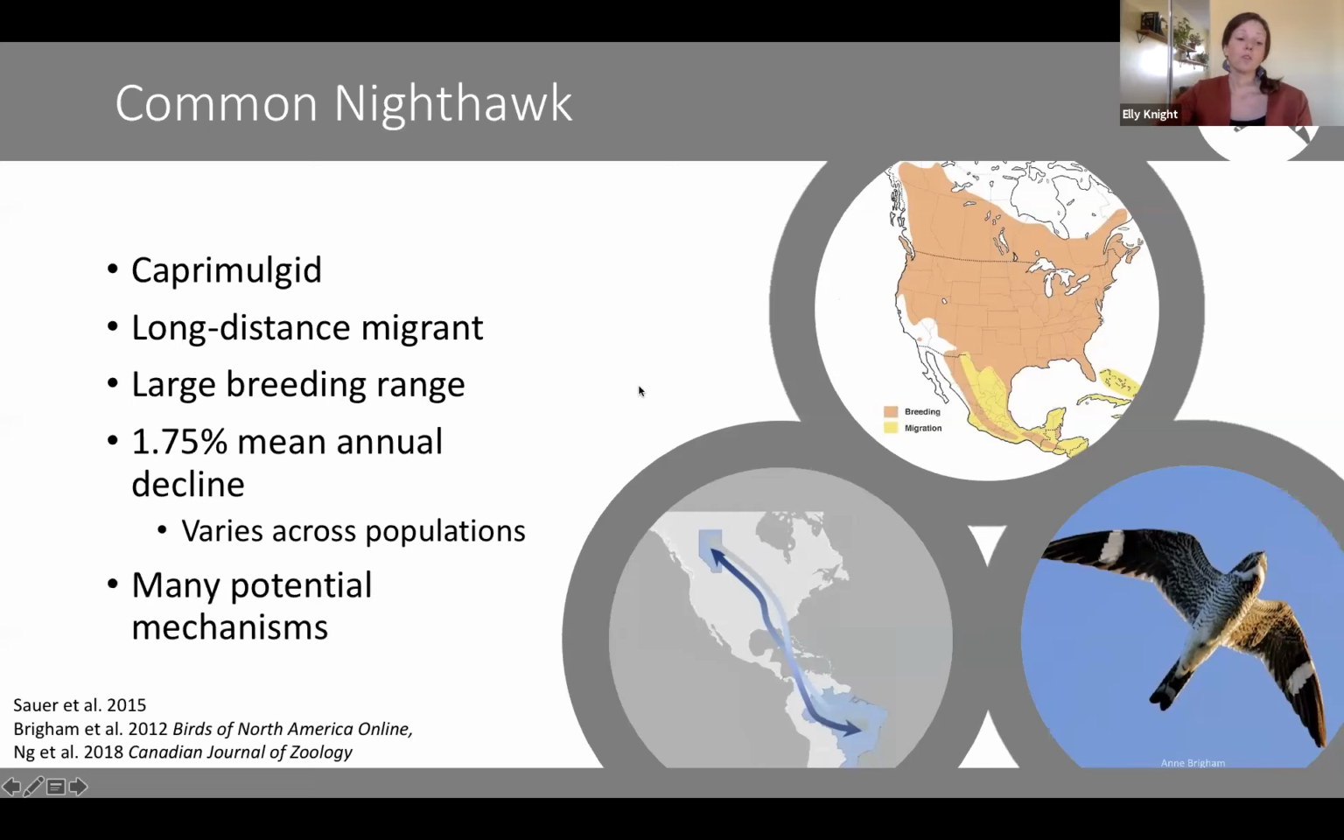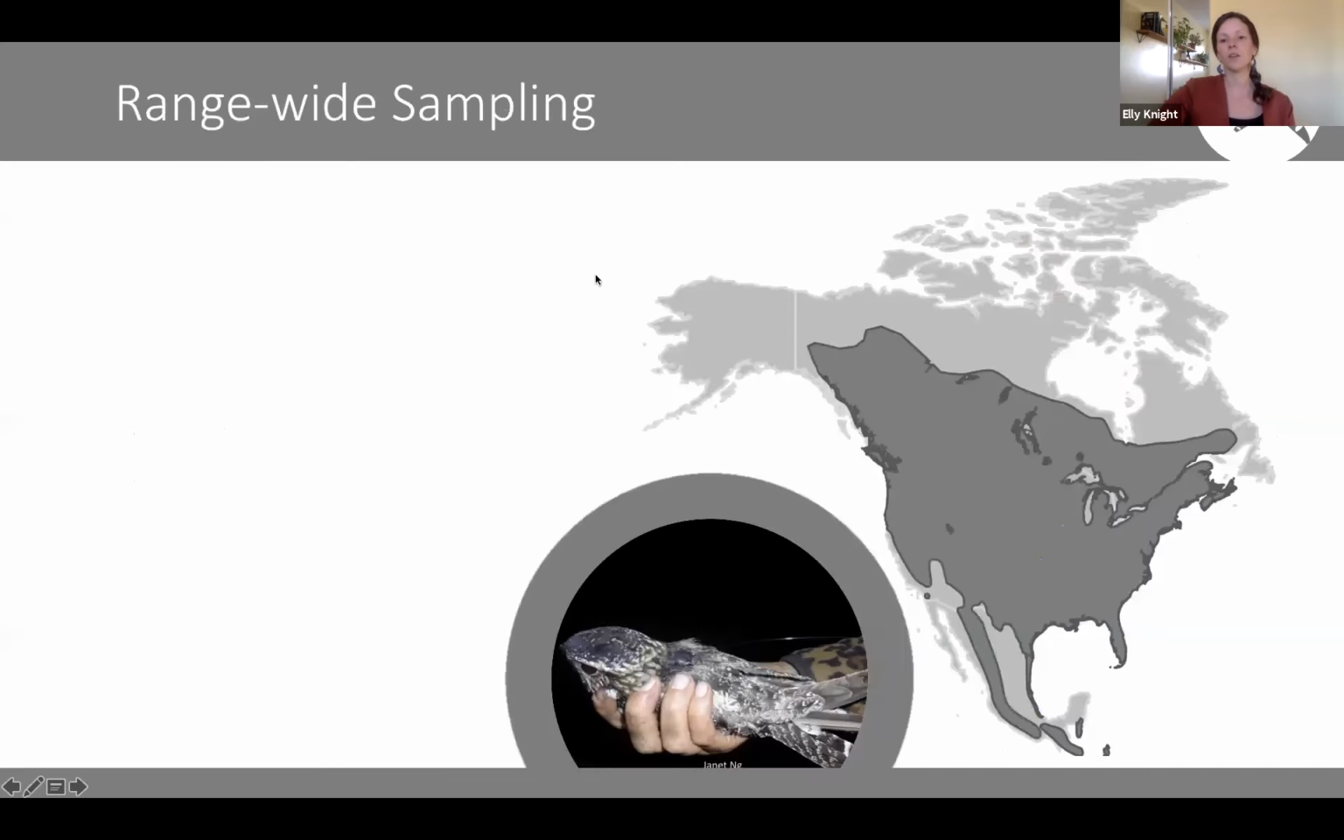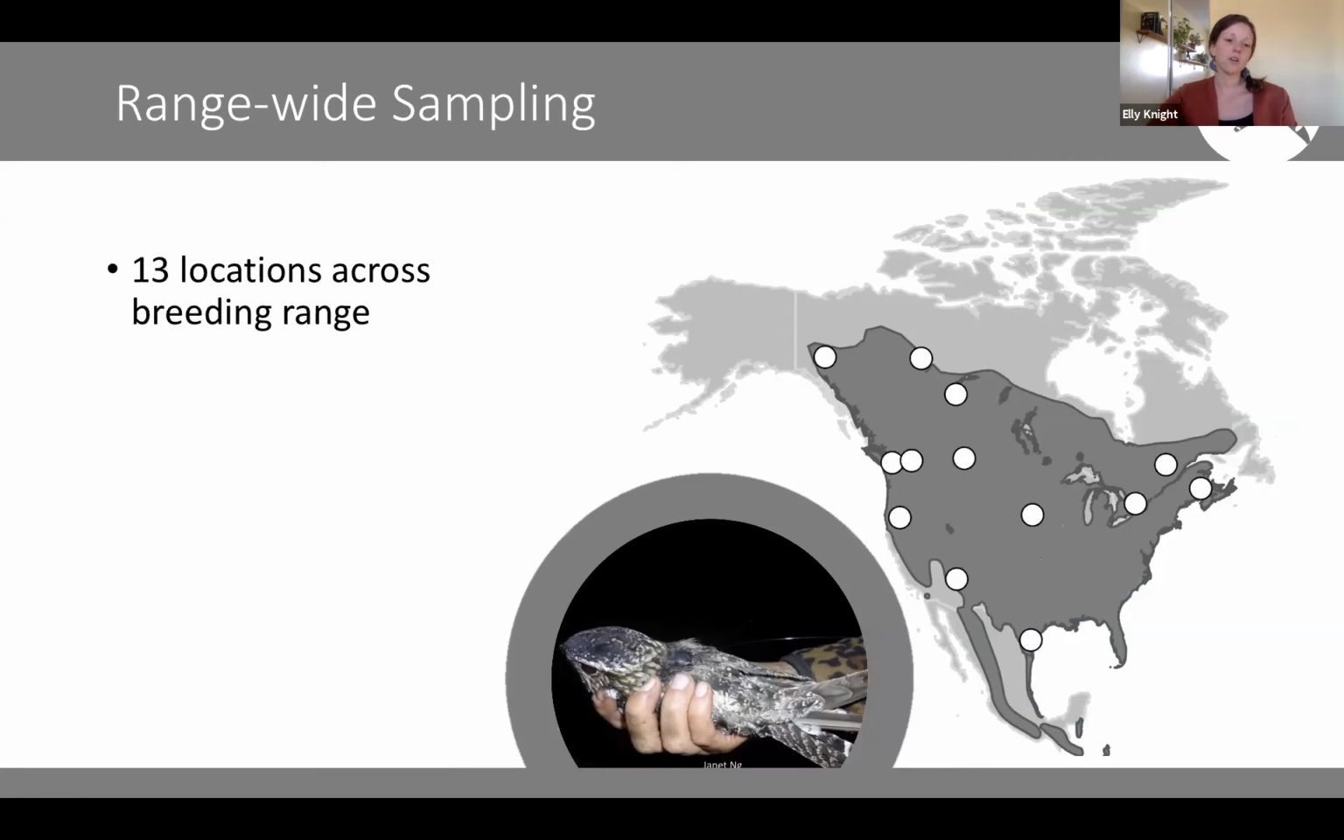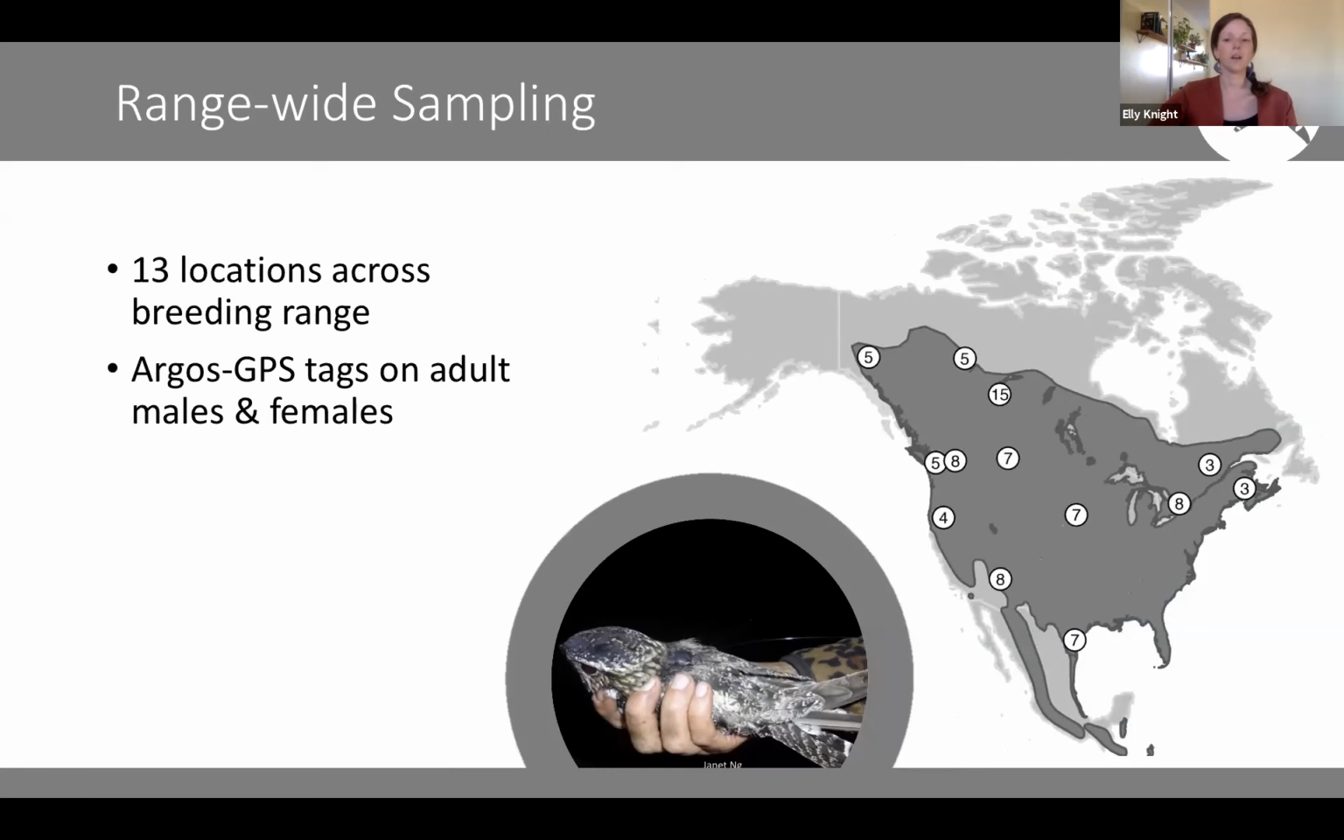Unfortunately, we don't know very much about common nighthawks, likely because they're nocturnal or crepuscular. And so we're kind of at the bottom of that recovery period for this species. There's a myriad of potential mechanisms that have been proposed for their decline. And because we knew nothing about connectivity going into the species, we took that range-wide approach. We selected 13 locations across the breeding range, and we deployed Argos GPS tags on adult males and females.